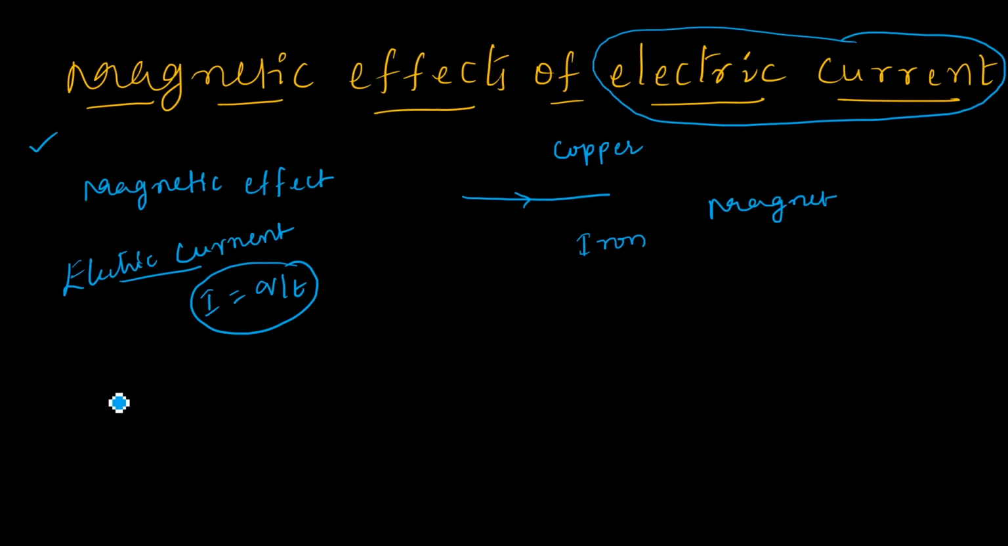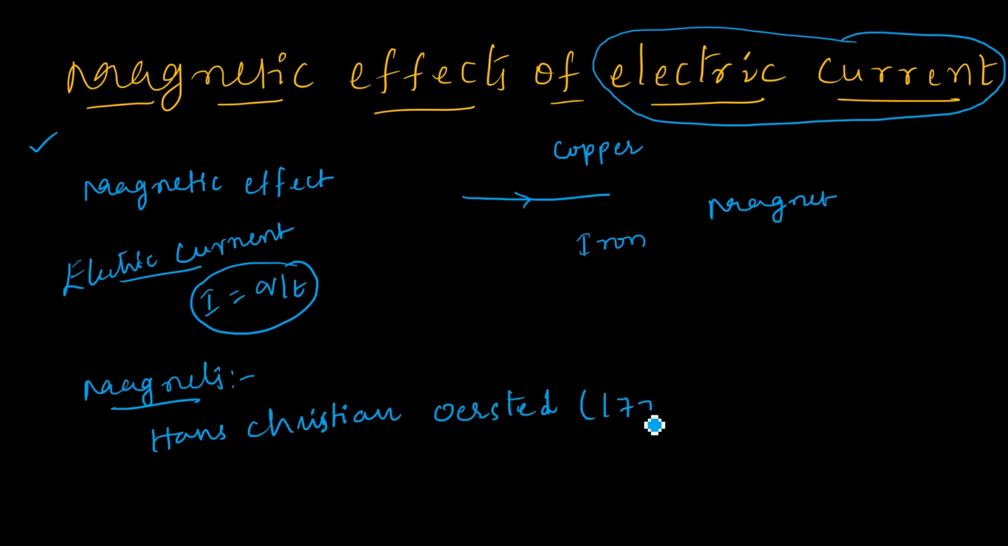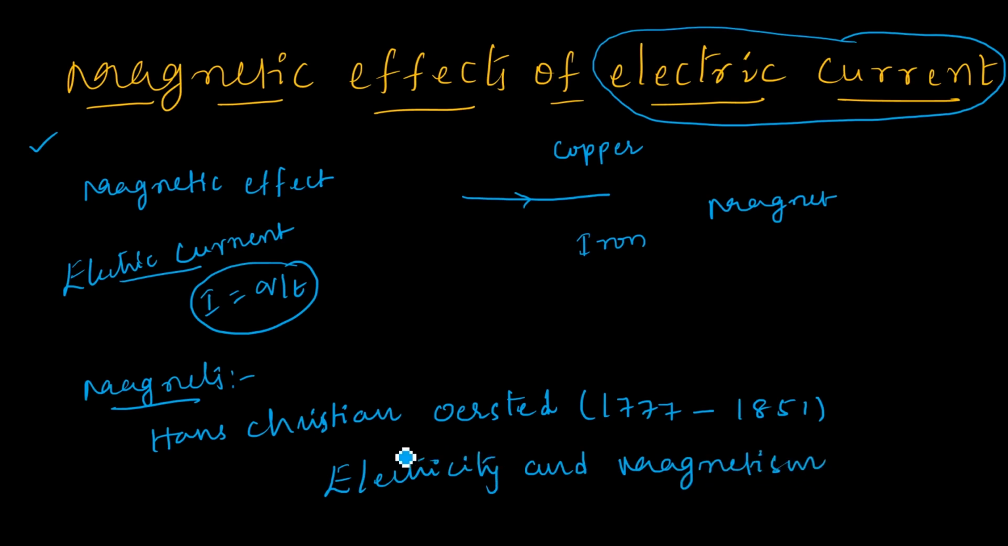Before going to discuss in depth about magnetic effects of electric current, first of all we will discuss about magnets. Hans Christian Ørsted, 1777 to 1851. He gave the relation between electricity and magnetism. Very important. In MCQs, this question will be asked. So make sure you remember the scientist name Hans Christian Ørsted, 1777 to 1851.